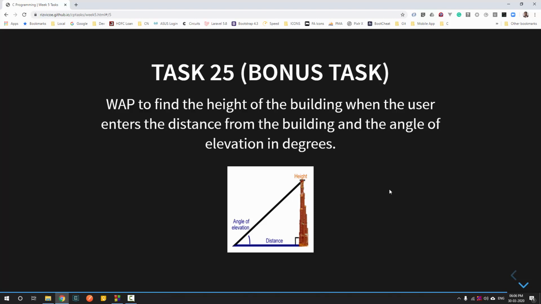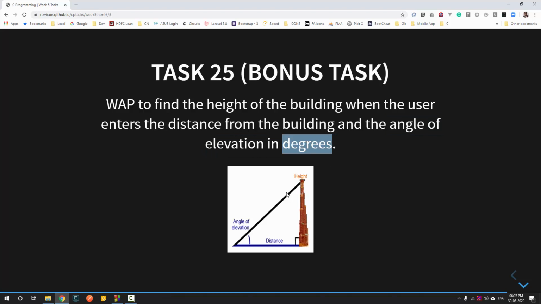In this task, we are going to write a program to find the height of a building when the user enters the angle and the distance from the building. The height of the building has to be found out where the user enters the distance and the angle. So two things the user is going to enter. One more thing to note, the angle entered by the user is in degrees.